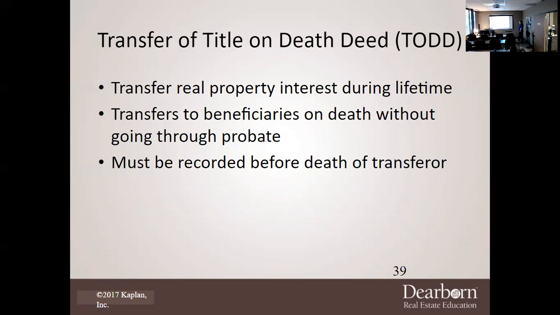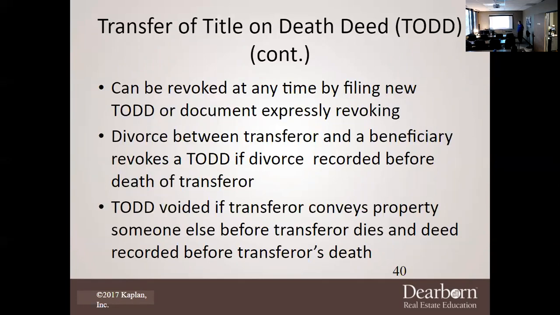The transfer on death deed. Again, the transfer of real property interest during the lifetime. The transfers to the beneficiaries on death without going through probate, and it must be recorded before the death of the transferor. It can be revoked at any time by filing a new TOD or a document expressly revoking it. A divorce between the transferor and a beneficiary will automatically revoke a TOD if the divorce is recorded before the death of the transferor. Again, a TOD will be voided if the transferor conveys the property to someone else before the transferor dies, and the deed is recorded before the transferor's death.